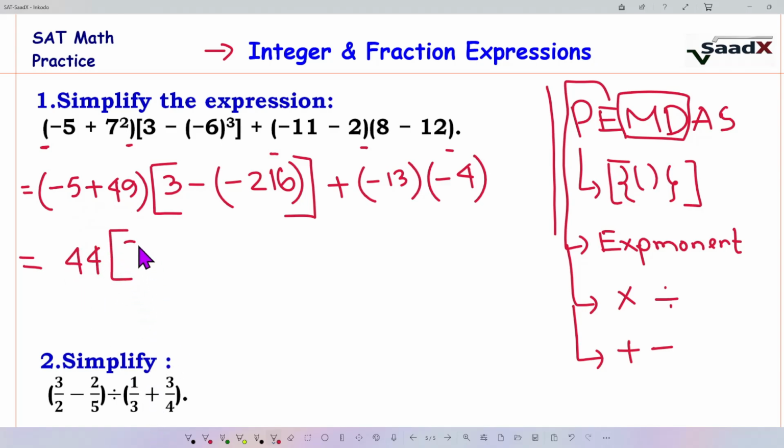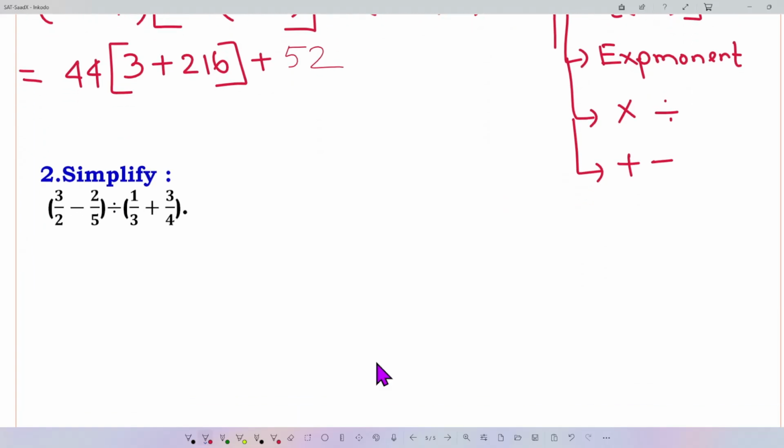Third bracket: 3 minus and minus, once you multiply it will be plus 216 plus. Why plus? We cannot work based on this plus and minus, because this is bracket, also this is bracket. It means this minus and this minus will be multiplied, it will be plus. 13 times 4, it will be 52, right? Very simple.